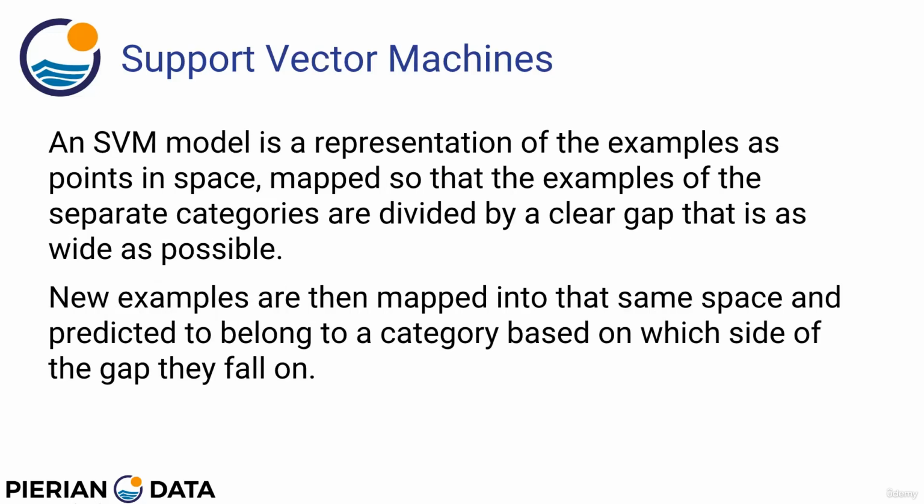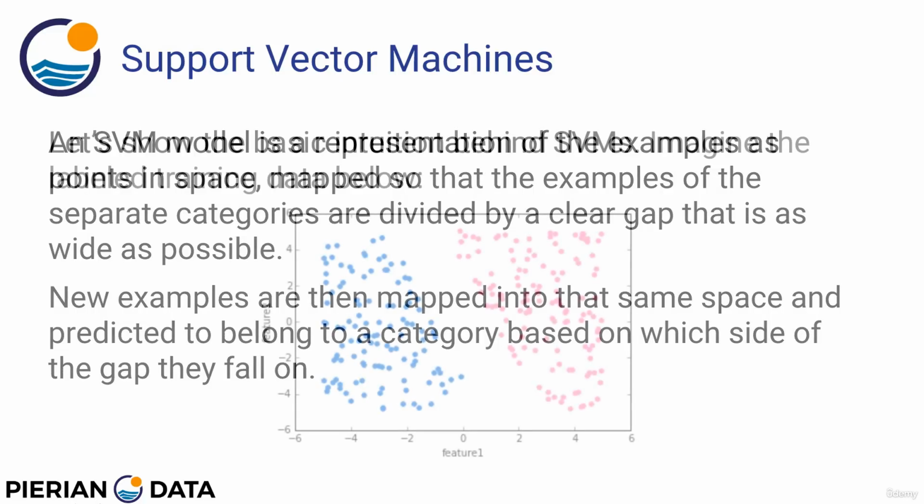An SVM model is a representation of the examples as points in space, mapped so that the examples of the separate categories are divided by a clear gap that is as wide as possible. And that's going to begin to set the intuition for an SVM that we'll see later on through some plots and diagrams. New examples are then mapped into that same space and predicted to belong to a category based on which side of that gap they fall on.